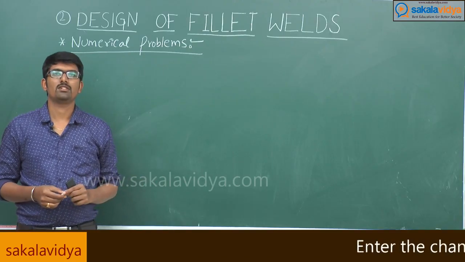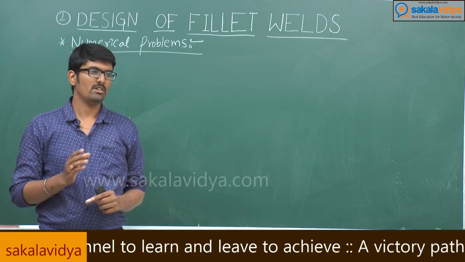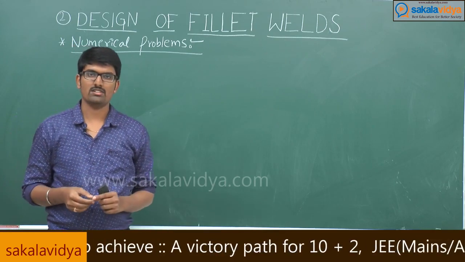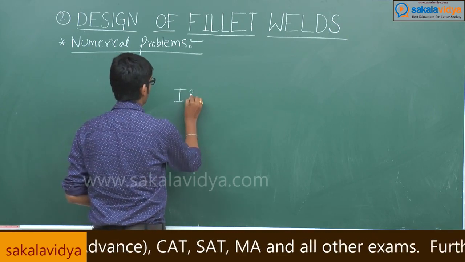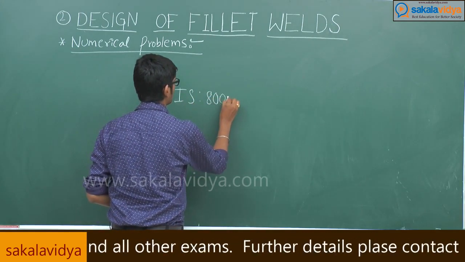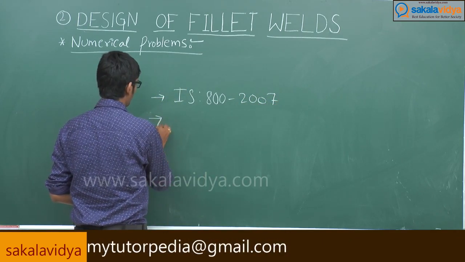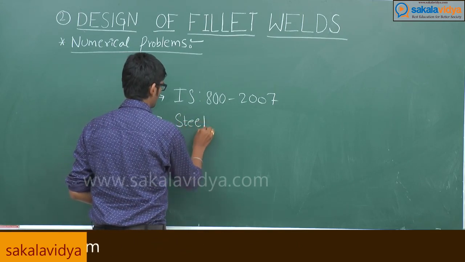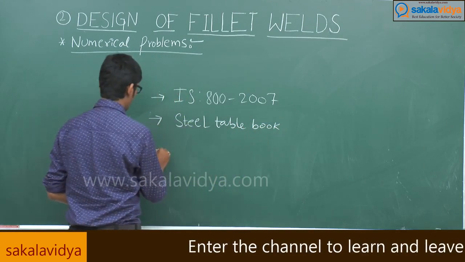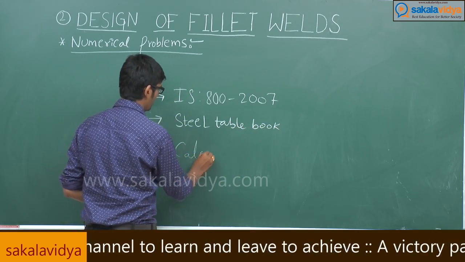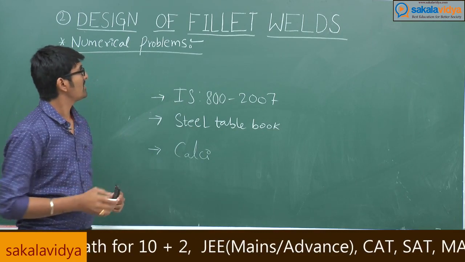Let us solve some numerical problems which are very important for your long answer type questions. Before solving these, everyone must have the code book, that is IS 800 2007, along with your steel table book and your calculator. Without the code book, steel table book and calculator, we can't solve this design of fillet welds.